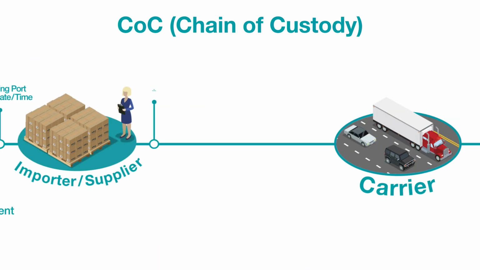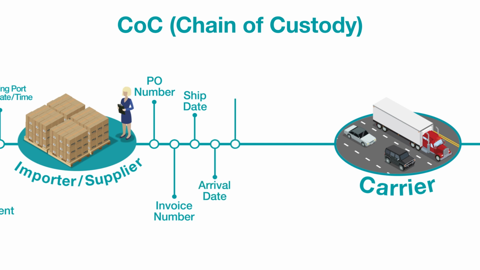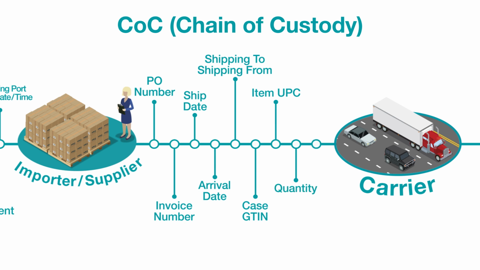The domestic information from the supplier importer to the distribution center or distributor comes from the ship notice or invoice, providing key data elements such as invoice number, purchase order number, ship dates, arrival dates, product ID numbers, quantities, batch numbers, carrier information, and many other data points.